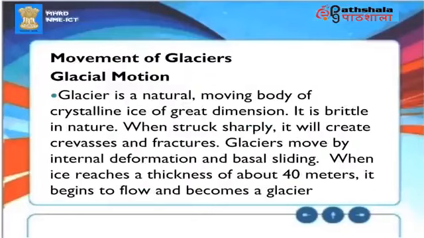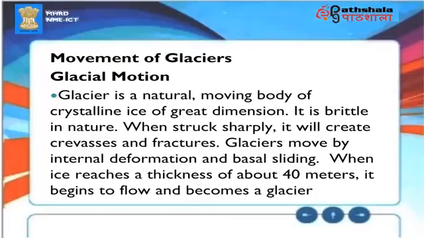Movement of glaciers. Glacial motion. A glacier is a natural moving body of crystalline ice of great dimension. It is brittle in nature. When struck sharply, it will create crevices and fractures. Glaciers move by internal deformation and basal sliding.